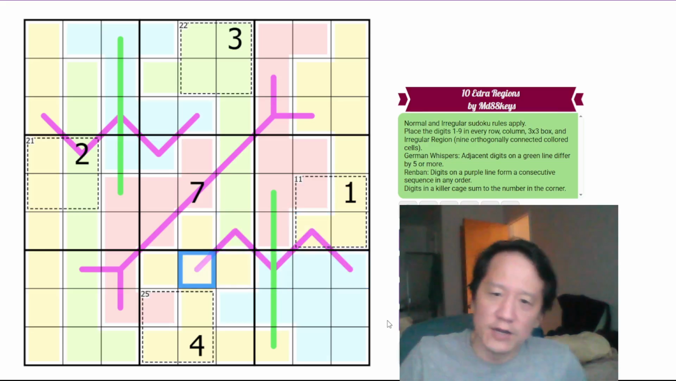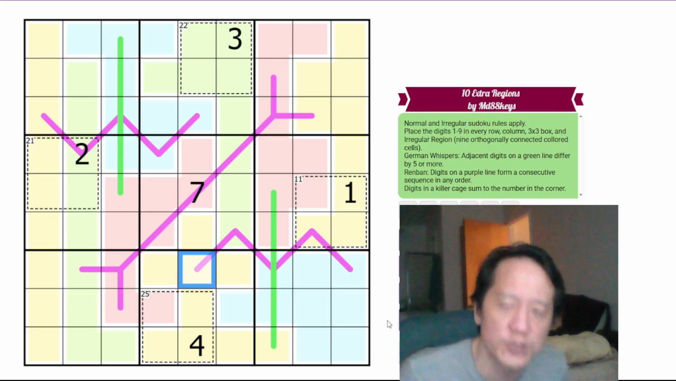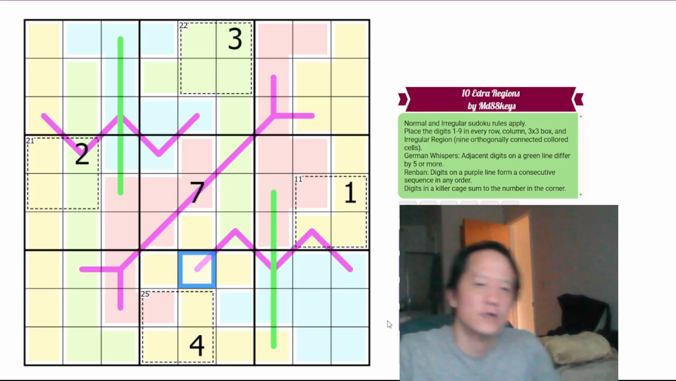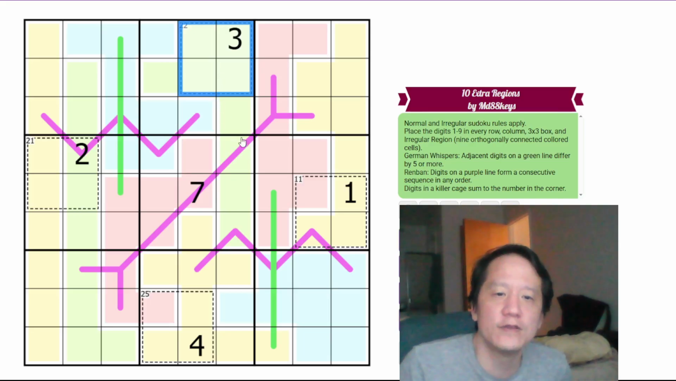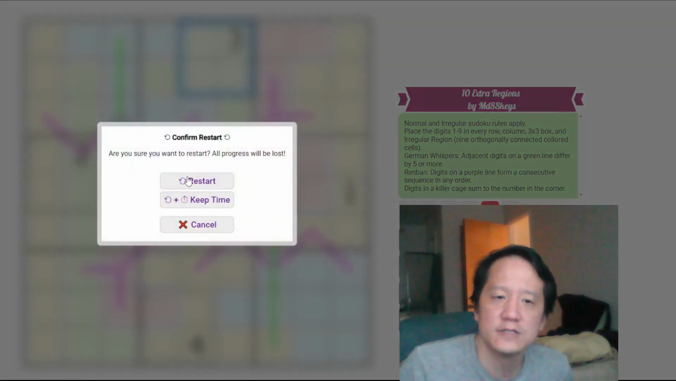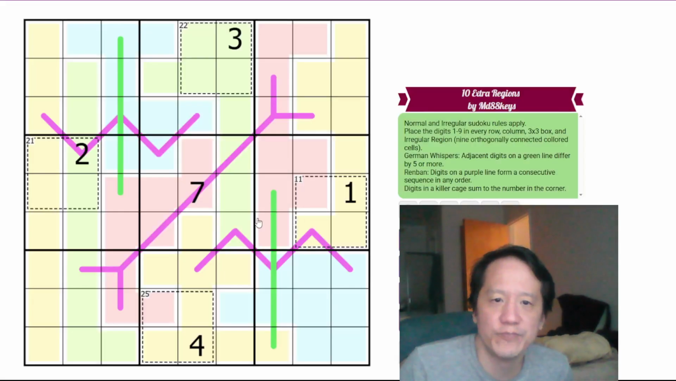Anyways, we also have digits in a killer cage summed to the number in the corner. So, for example, these 4 digits add up to 25, these 4 digits add up to 21, these 4 digits add up to 11, and these 4 digits add up to 22. And those are all the rules. If you'd like to play along, there's going to be a link in the description. And now, I'm going to get started. Let's learn how to Sudoku.